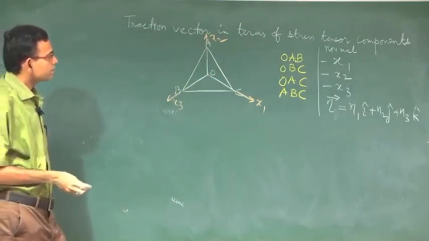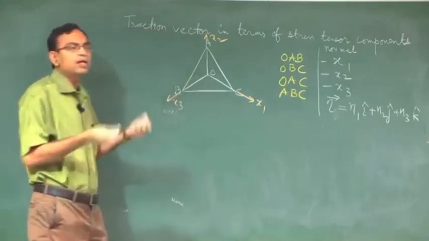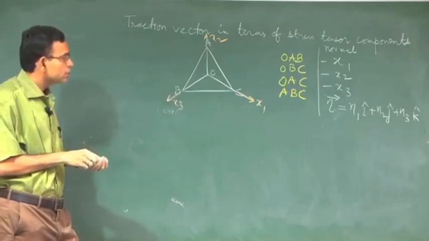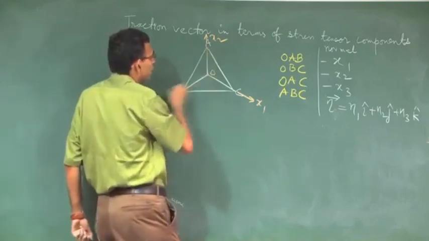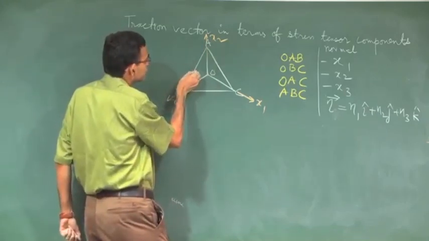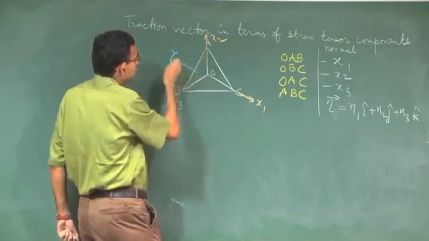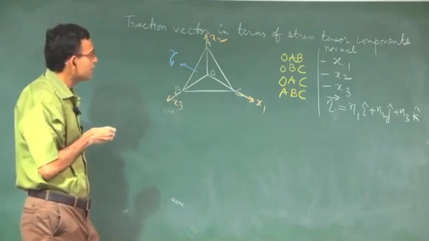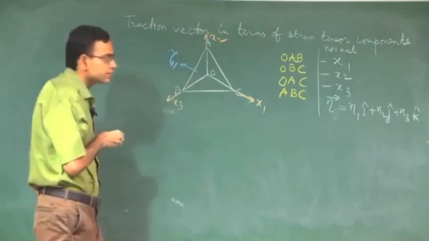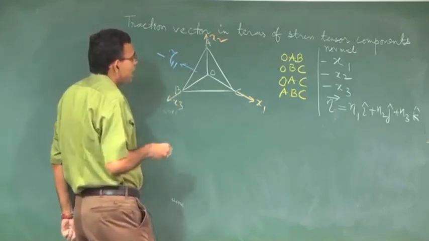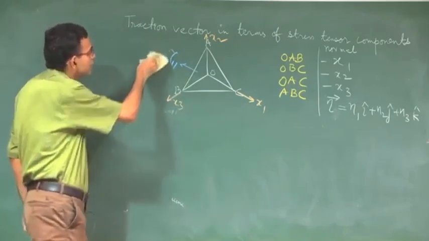So now we will identify the forces along the x1 direction. So what will be the forces along x1 direction? First on OAB, tau, the first index is 1 because the outward normal is 1 and the second index is also 1. Minus, because we will write the minus in the equation as we have already shown the direction.